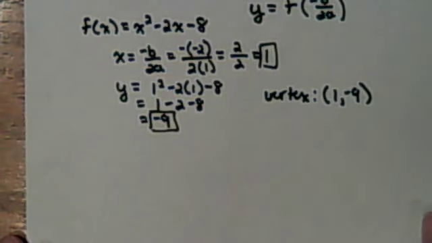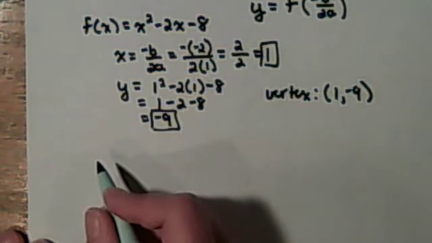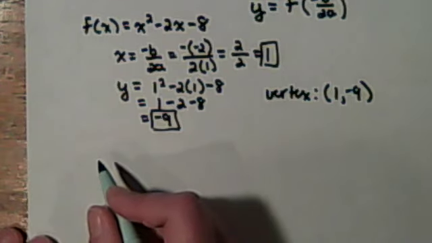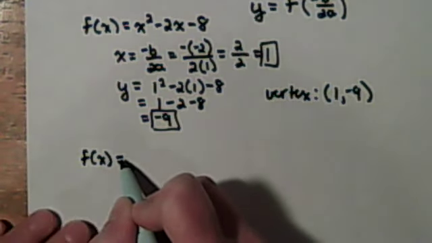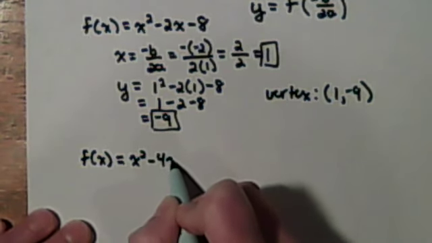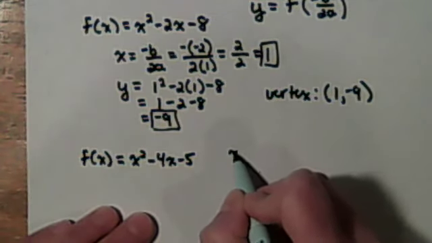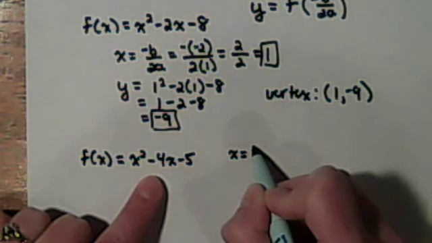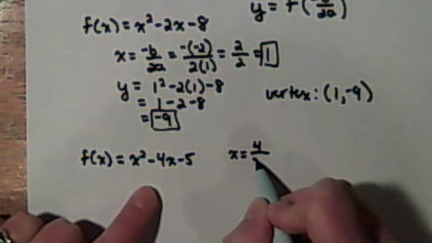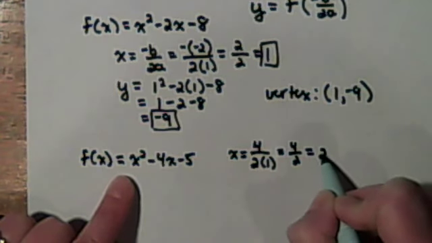Let's take a moment to look at the two functions that we found the vertex for in the previous two lessons, using completing the square to rewrite the functions. If we were to go back and look at them, the first one was f of x is equal to x squared minus 4x minus 5. If I use this method to find the vertex, notice x would equal the opposite of b, which in this case is going to end up being positive 4, over 2 times 1, which is 2. So 4 over 2 is equal to 2.